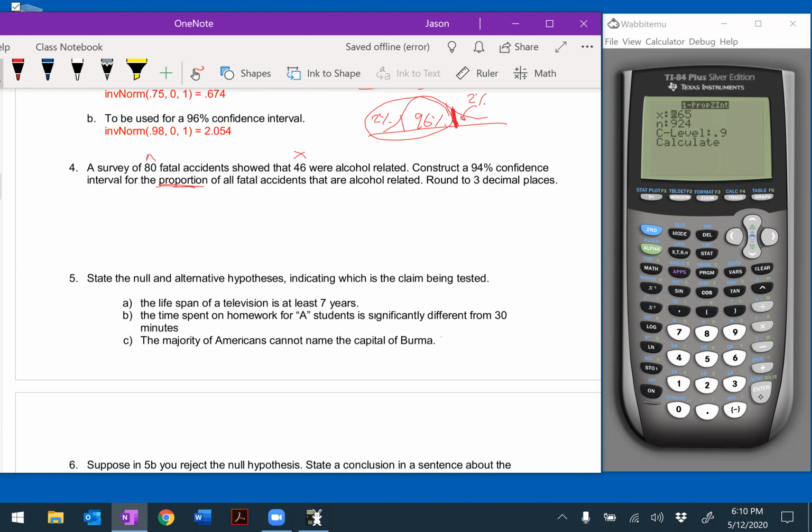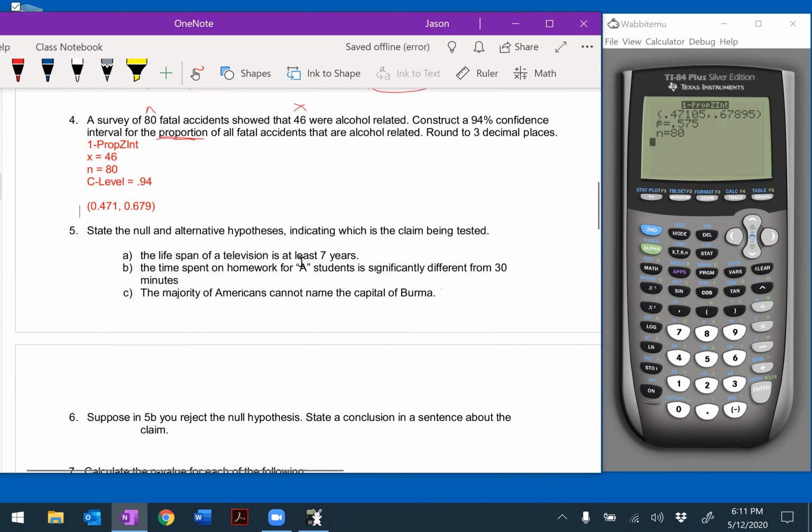Construct a 94% confidence interval. So what's x? x is the 46. n is the 80. And the confidence level is 94%. Let's calculate that. That's going to go from 0.471 to 0.679. Okay, 0.471 to 0.679. And that's correct.